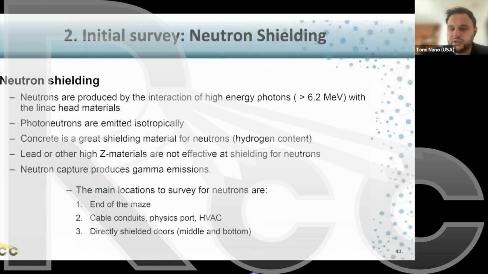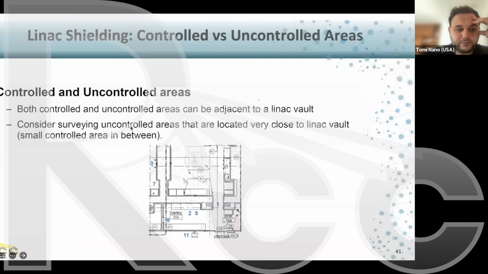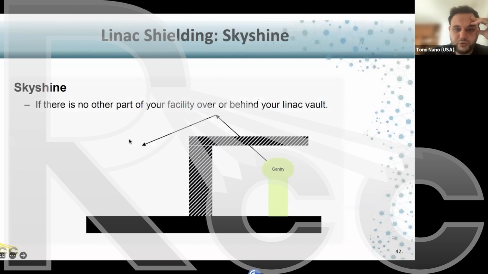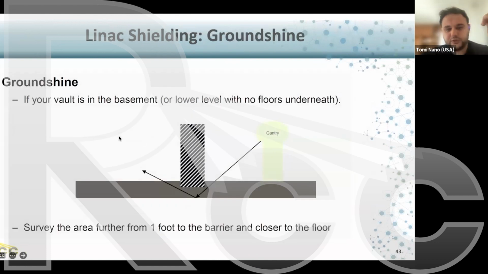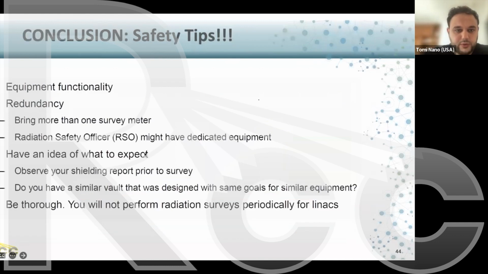And lastly, neutron shielding. I mentioned neutron shielding, the photoneutrons that are generated. We want to make these measurements at the end of the maze, and we want to make sure that neutron shielding is adequate as well, especially for higher energies. And I mentioned controlled versus uncontrolled areas. There are also other aspects, things like sky shine, which refers to radiation being scattered off of the atmosphere and coming back down to the general public, which could increase dose, and also ground shine, so radiation scattering off of the ground and being missed by our shielding material, and then contributing to dose. So there are also those components.